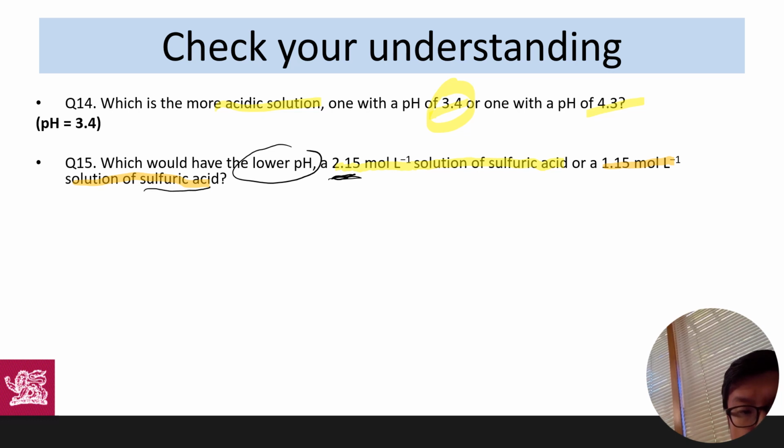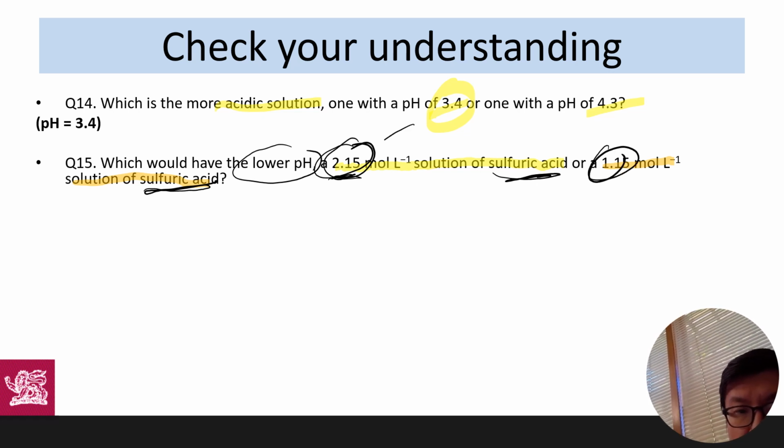So even though it's the same substance, they're both sulfuric acid, because the concentrations are different, and this one is higher, then that is the one that has a lower pH. Lower because the lower the pH, the more acidic the substance is.